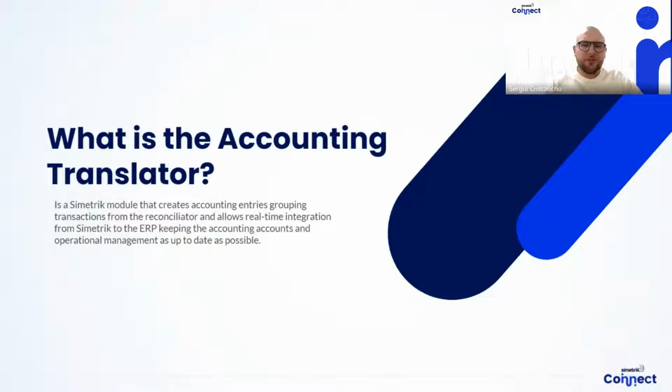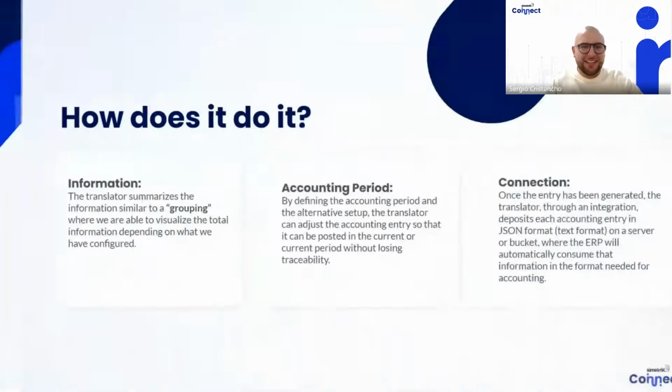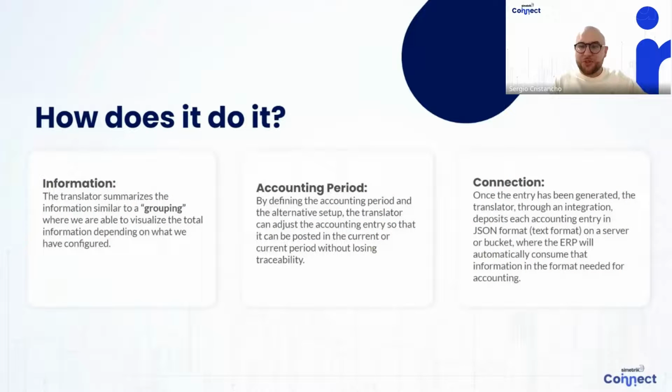Now, exactly how does the Accounting Translator do this? So first, the information. We take all the transactions from the Universal Reconciliator and we summarize them, as I mentioned, like the grouping. So we basically totalize the values based on the criteria you guys configure or establish. With that, we generate the accounting entry that is going to be later communicated to the ERP.